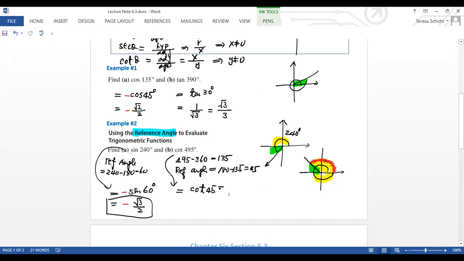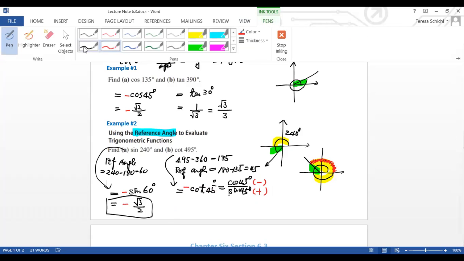Okay, so the cotangent, we know that is the cosine 45 over sine 45, right? So 45 degrees. Let's take a look. Because right now I'm on the 2nd quadrant, so x is negative. So I know this value will be negative, but y is positive. So cotangent 495 will be equal to the negative cotangent 45.